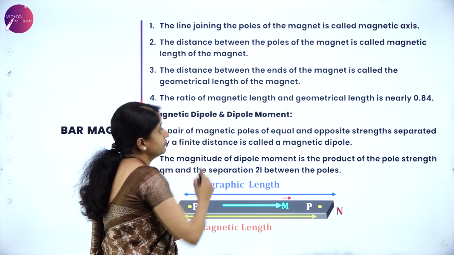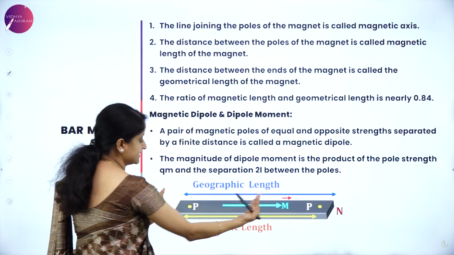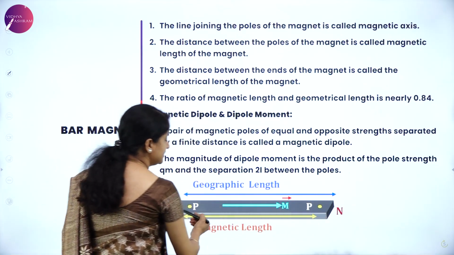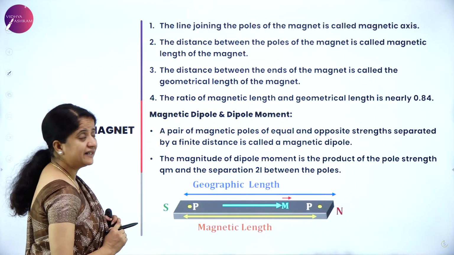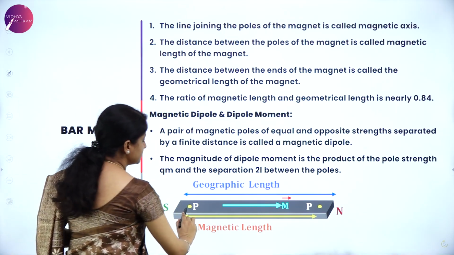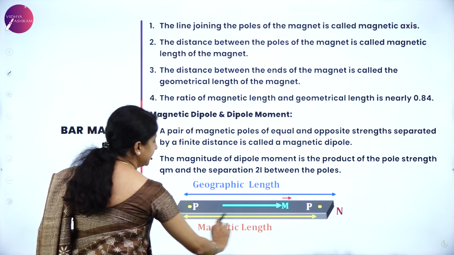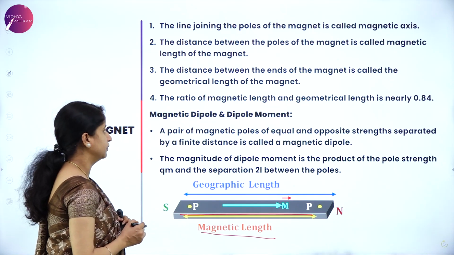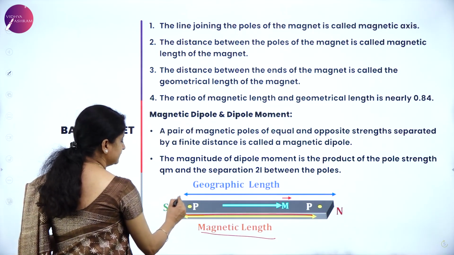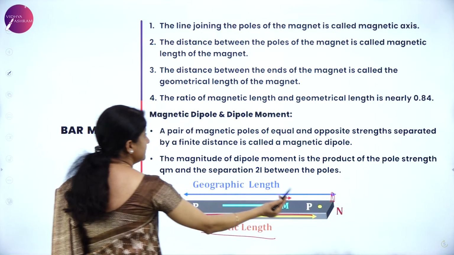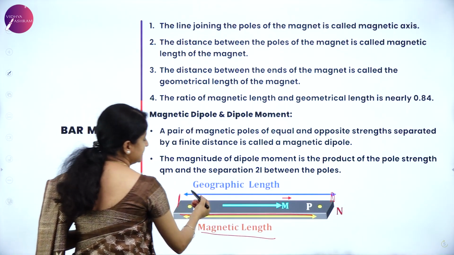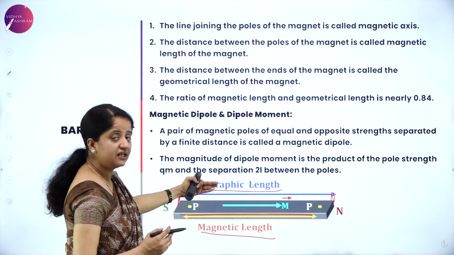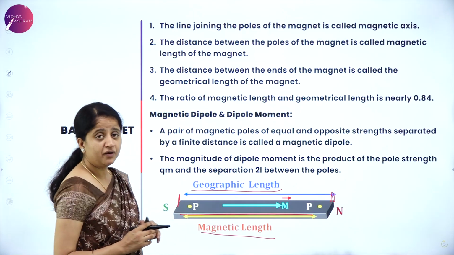The line joining the poles of the magnet is called the magnetic axis. Suppose these two are the poles, north pole and south pole; the line joining these two points we call the magnetic axis. The distance between the poles of the magnet is called the magnetic length. The distance between the ends of the magnet is called the geographic length. The ratio of the magnetic length to the geographical length of a bar magnet is about 0.84.